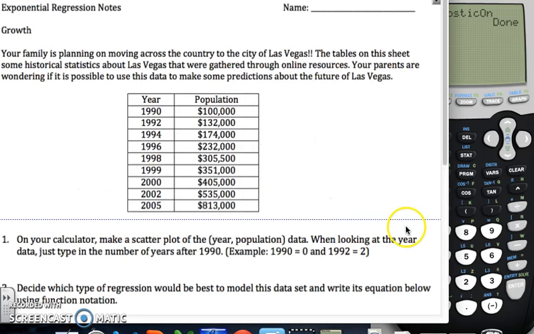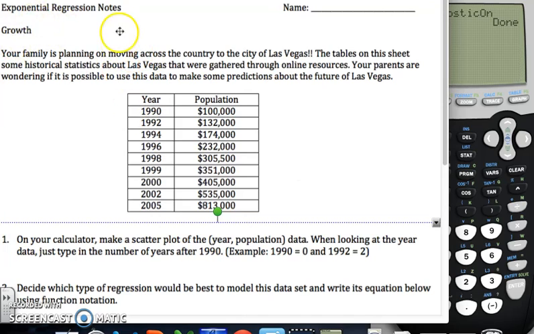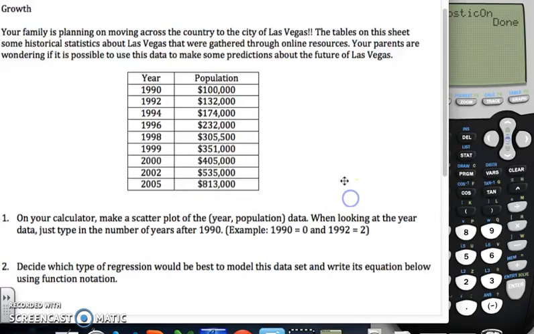So let's take a look at our first problem, which is about growth. Okay, so your family is planning on moving across the country to the city of Las Vegas, and the tables on this sheet show some historic stats about Vegas that were gathered through online resources. Your parents are wondering if it's possible to use this data to make some predictions about the future of Las Vegas. So I've got a year starting at 1990 and going all the way to 2005. And then I've got the population of Vegas going all the way up to a large number, okay?